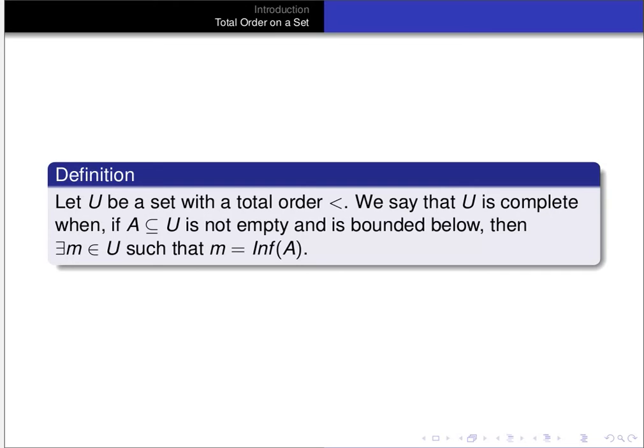Okay, so let's define completeness. Let's say U is a set with a total order. We say U is complete when every non-empty subset of U which is bounded below has an infimum. So if A is not empty and is bounded below, then there's some element M in U such that M is the infimum of A. A set U is complete if non-empty sets which are bounded below have infimums. And of course, the main example of a complete set that we've seen is the set of real numbers.